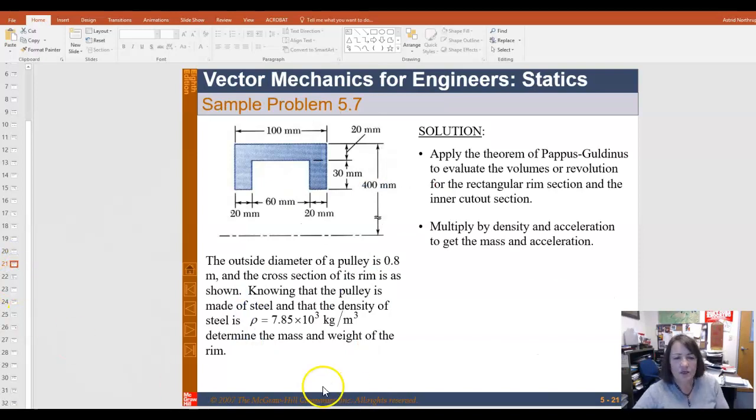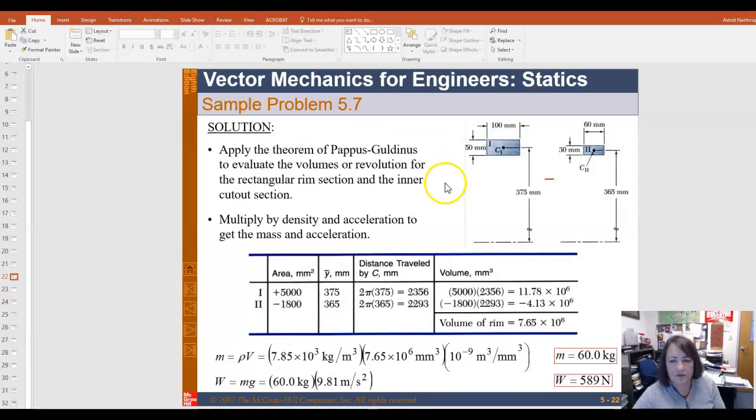All right, so here's an example. It says an outer diameter of a pulley is 0.8 meters, and the cross-section of its rim is as shown. Knowing that the pulley is made of steel, determine the mass and weight of the rim. Okay, the first thing you need to do to find the mass and the weight, you're going to have the density, and density, which is in mass per volume, if you multiplied that by the volume of the rim, then you would have the mass. The weight is going to be the mass times the acceleration due to gravity.